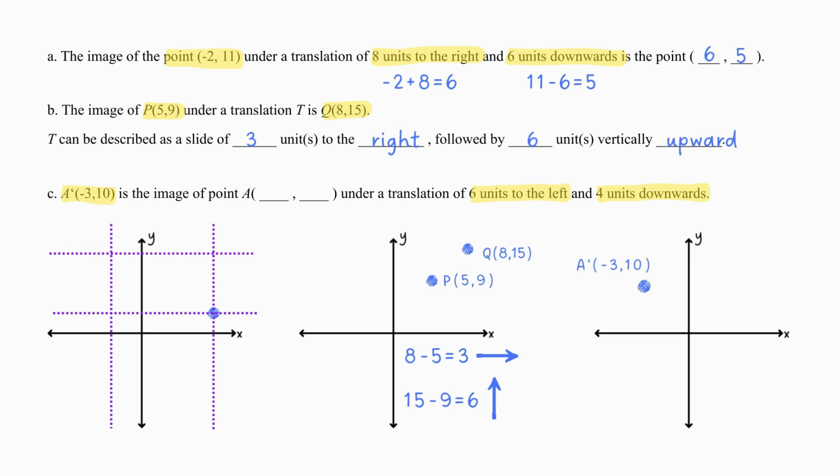Since we are working backward to find the starting point, we have to do the opposite of the slide. For our x value, the slide was 6 units left, which usually means -6. However, to go back, we add 6 to our given x value, -3. So, -3 plus 6 is equal to 3. For the y value, the slide was 4 units down, which usually means -4. Again, to go back, we add 4 to our y value, 10. So, 10 plus 4 is equal to 14. Therefore, the original point A was at 3, 14.